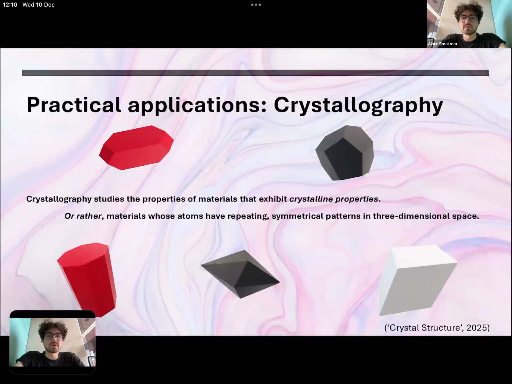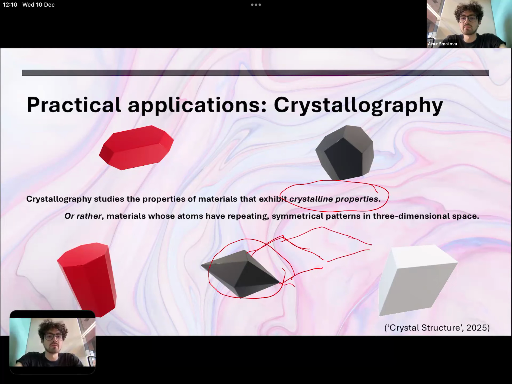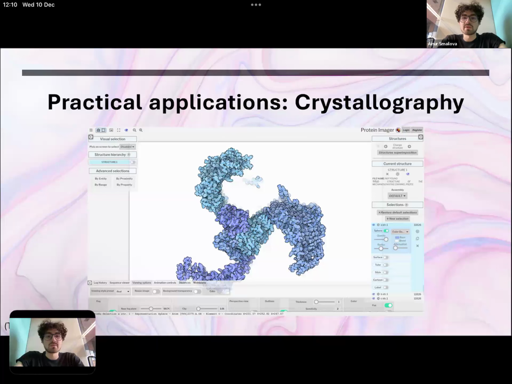Now, let's talk about some practical applications that this can also have. So crystallography is the study of materials that exhibit crystalline properties. They can be inorganic, but they can also be organic materials. And essentially, what this means is that their molecular structure will have repeating patterns. So this crystal will iterate itself over the whole structure of the material. One good example is proteins. So as you can see, these structures can be incredibly complex, like in biology.